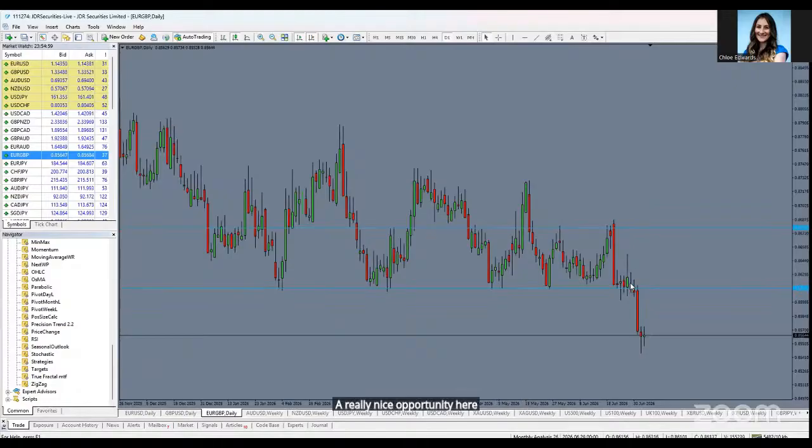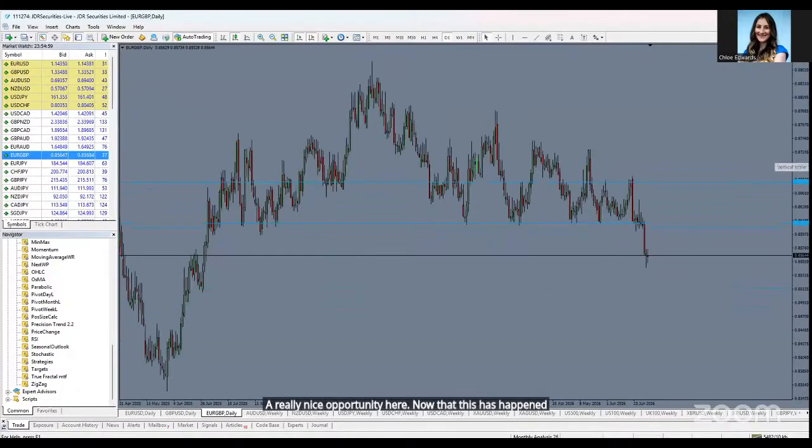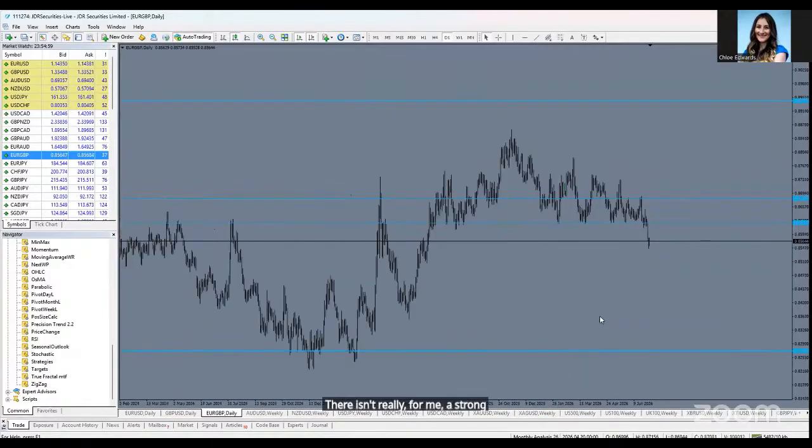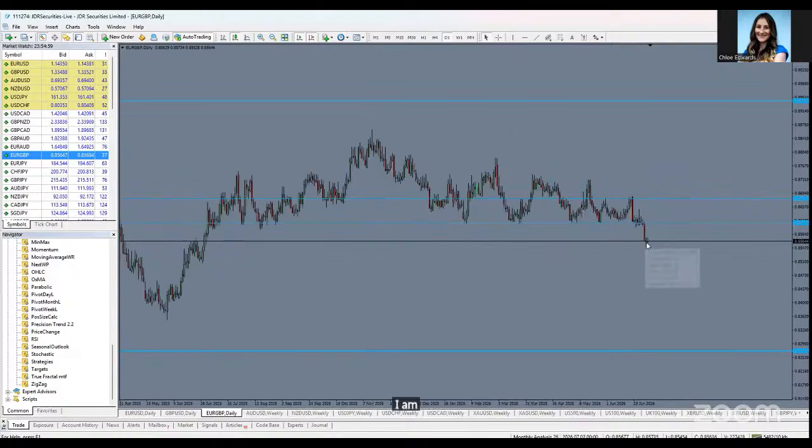Now that this has happened, there isn't really for me a strong horizontal level on Euro GBP really until all the way down here. So I am now looking at a pullback potentially, and then more moves to the downside.